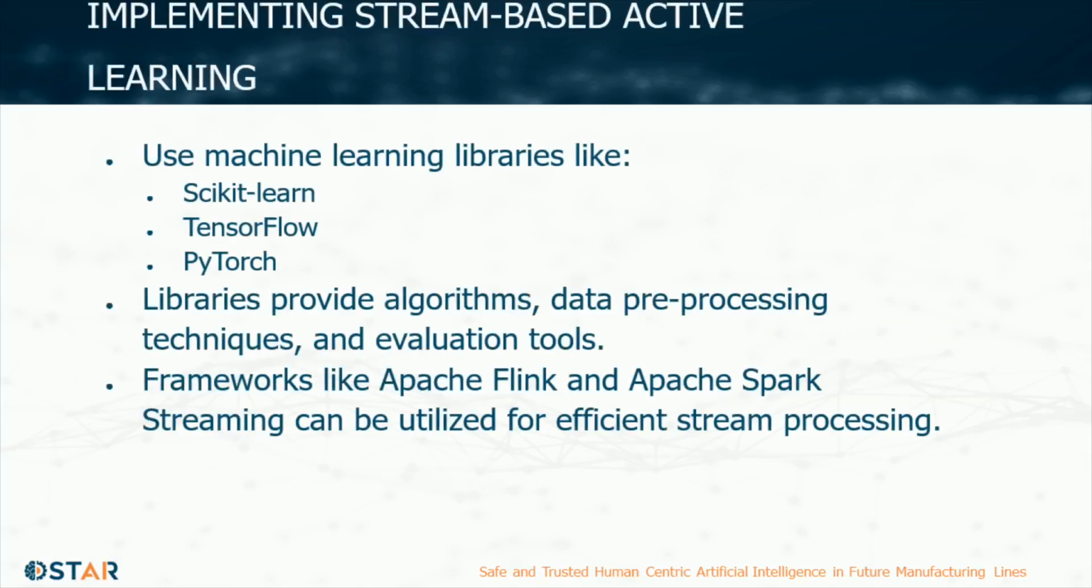7. Implementing stream-based active learning. To implement stream-based active learning, various machine learning libraries, such as scikit-learn, TensorFlow, or PyTorch, can be used. These libraries provide a wide range of algorithms, data preprocessing techniques, and evaluation tools. Additionally, frameworks like Apache Flink and Apache Spark Streaming can be utilized for efficient stream processing.